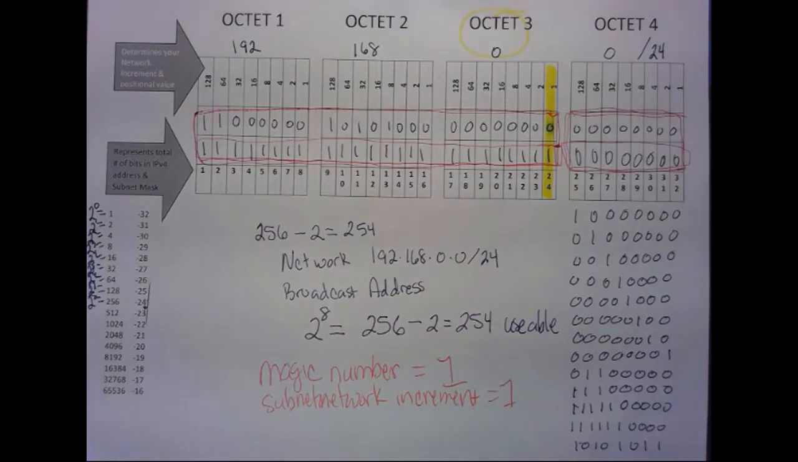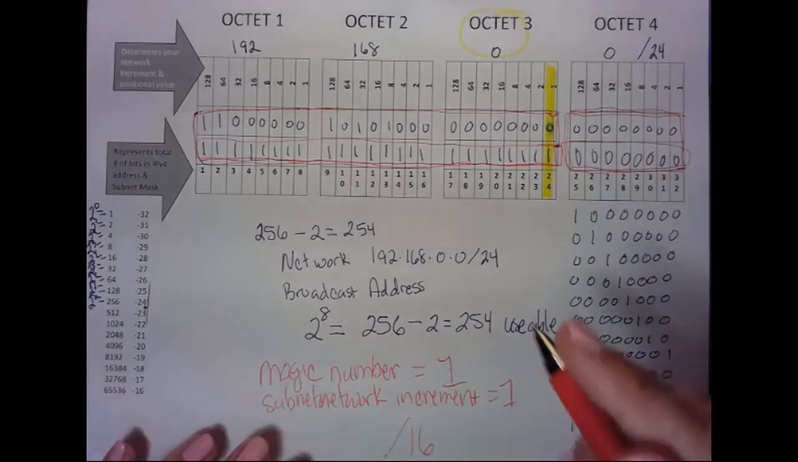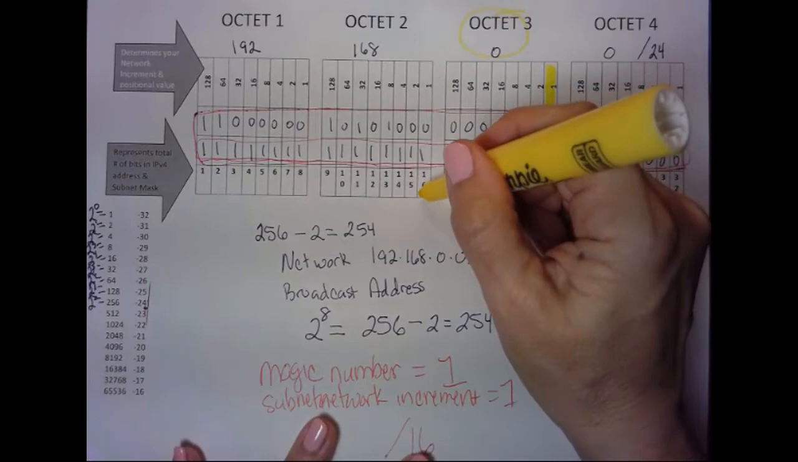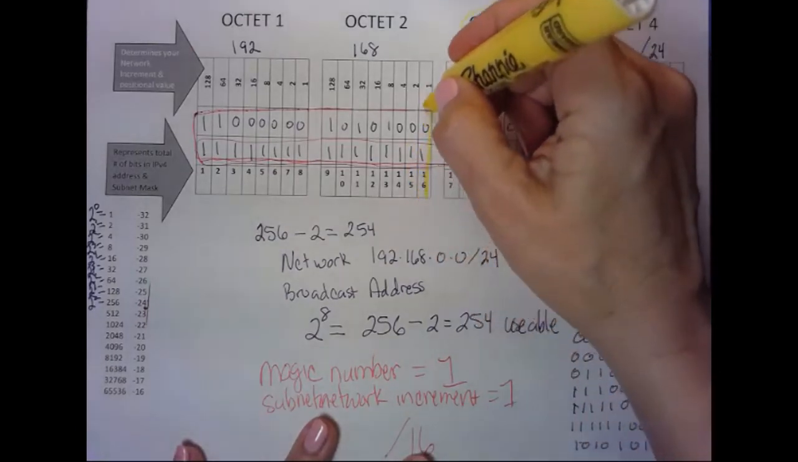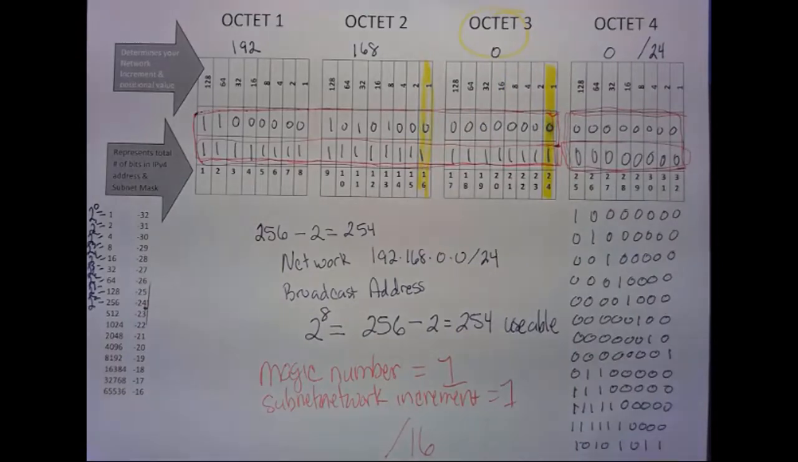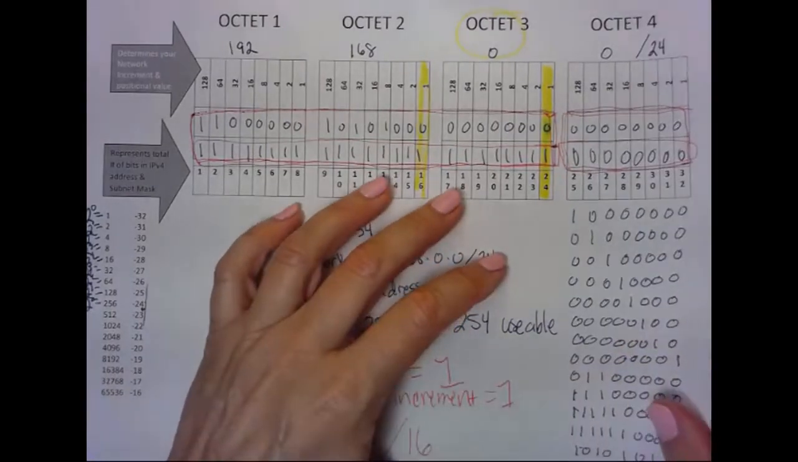Now the same will be true for a /16. If you have a subnet mask of a /16, the /16 positional value would be a 1. The magic number would be a 1. All right, so let's look at these others that we did.